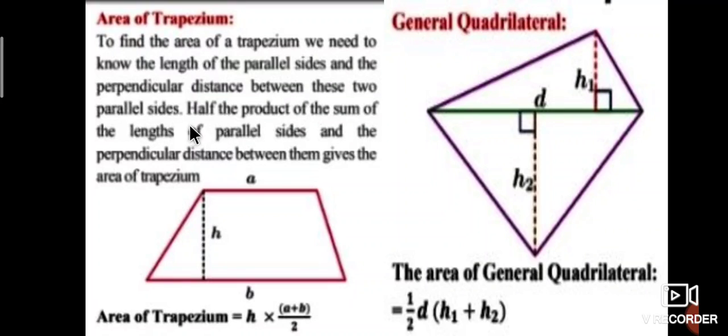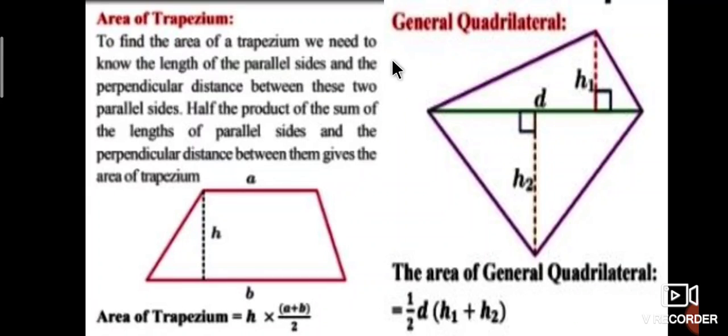Therefore, the product of the sum of the lengths of parallel sides and the perpendicular distance between them, divided by 2, gives the area of a trapezium. Area of trapezium is equal to h, the height or distance between the two parallel sides, into (a plus b) divided by 2.